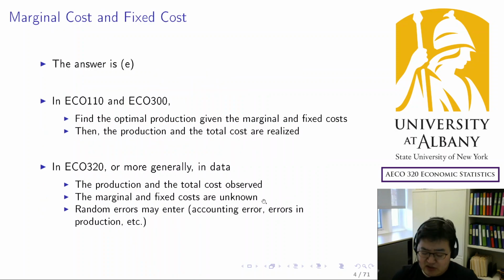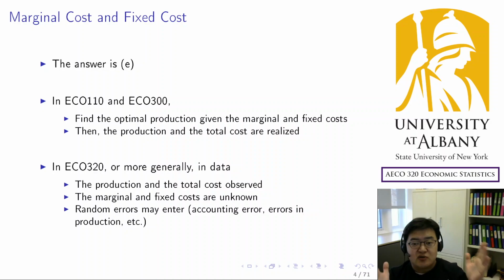Right. So the reason why we are doing this is that in microeconomics, introductory micro, intermediate micro, you learned this theory. So given the marginal cost and the fixed cost, you learned how to calculate the total cost, how to calculate the average cost, and how to maximize your production given the budget.